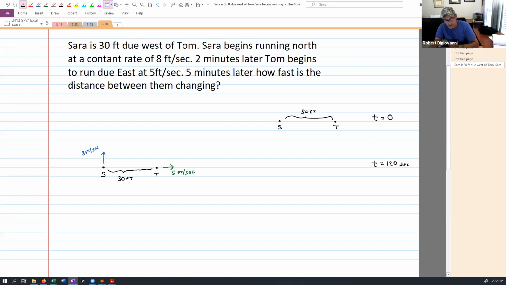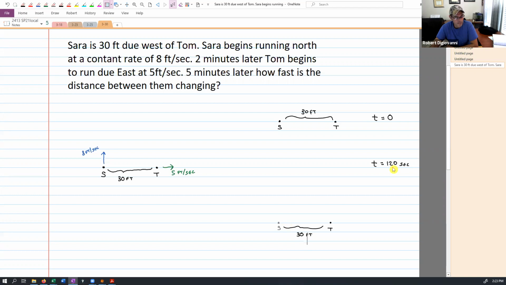what's happening now? I'm going to draw in gray where they started. So here was Sarah in the beginning. Tom is still there. He's like, wait, hold on, I didn't mean it. So he's still there, and she took off. She's been moving for 120 seconds now.